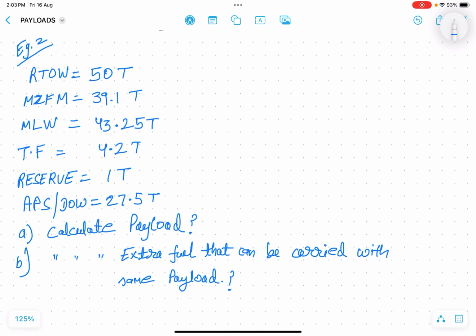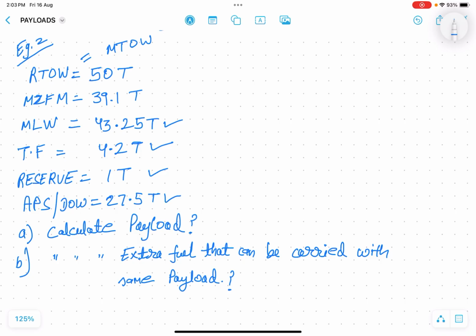So this is the example of case 2 where we have to calculate the extra fuel that can be carried with same payload, and the first part we have already done how to calculate payload. So let us start with the given data. We have given regulated takeoff mass, which is also maximum takeoff weight or mass. Maximum zero fuel mass is 39.1 tons. Maximum landing weight is 43.25 tons. Trip fuel is 5.2 tons. Reserve is 1 ton. And dry operating weight is 27.5 tons.